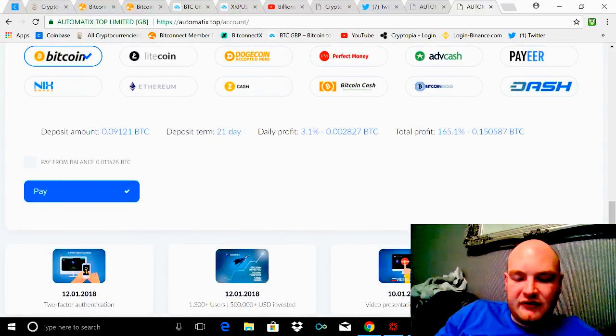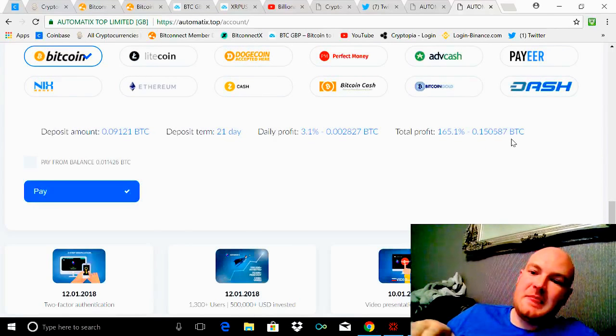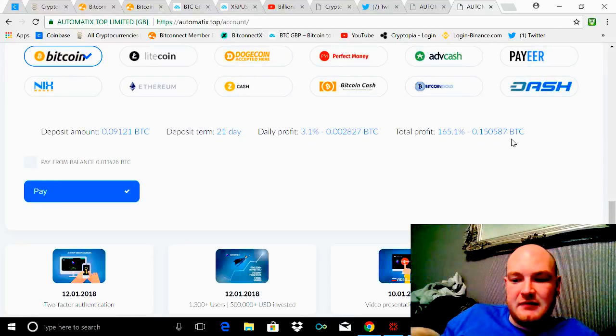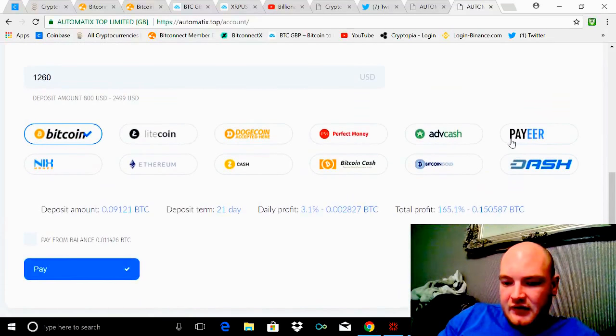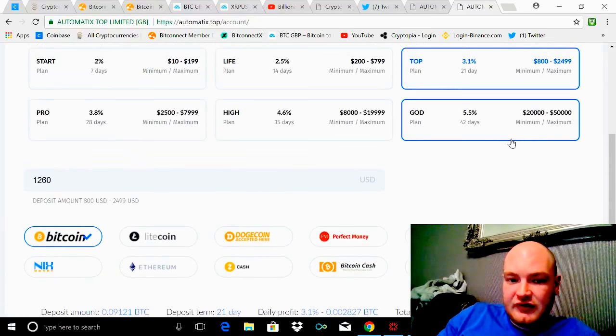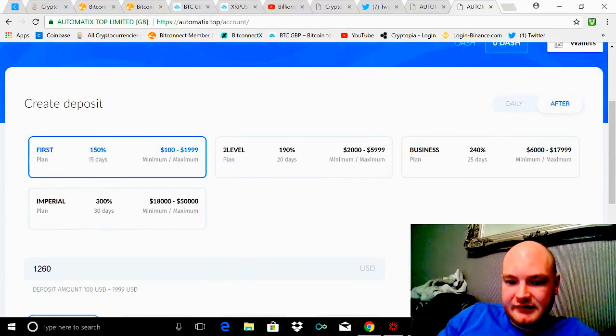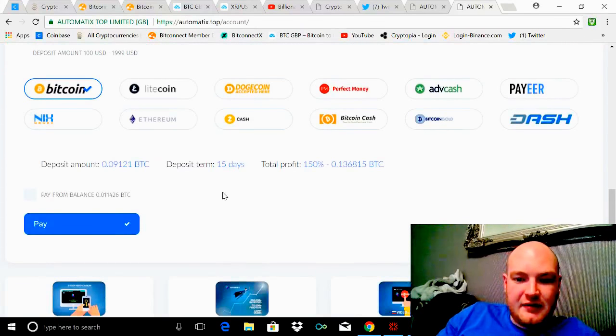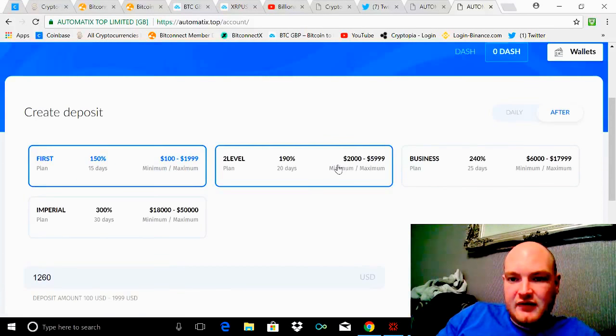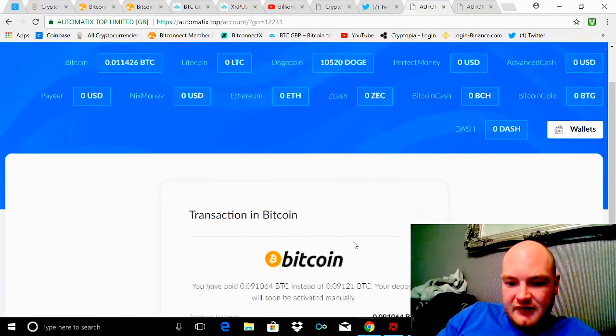So after I've deposited this, after 21 days, that's the amount of BTC I'll have. So hopefully when I do the loan, the value of Bitcoin stays the same or it's more. If it's less, my profit's going to be less when I go to reinvest again. So I'm actually doing the after plan. So we'll look at it here. So I will actually get 1.36815 BTC.